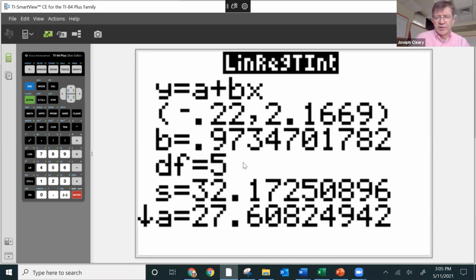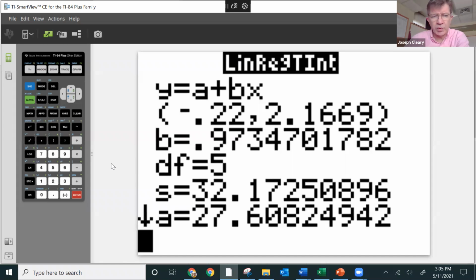What this is telling me is that because my interval contains 0, I would fail to reject the null hypothesis that there is no relationship, meaning the slope is equal to 0, between the reaction time score of my dominant hand and my non-dominant hand. All right, so hopefully that helps you go through the process for section 12.3.